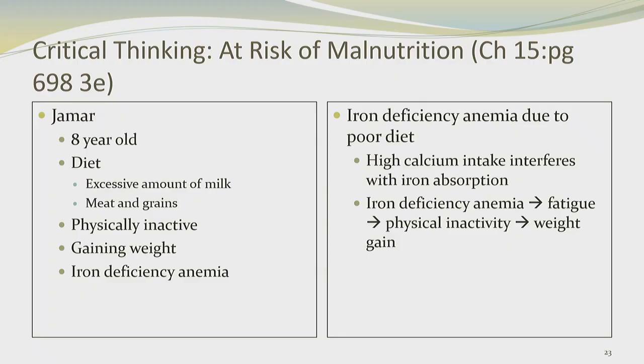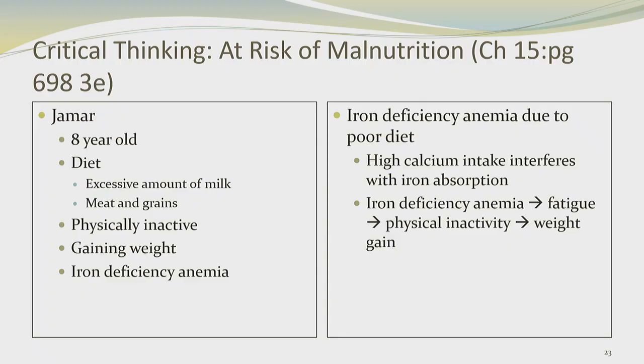Okay, so this is another critical thinking exercise or activity that you will find in your textbook. And this illustrates the interaction between calcium and iron. And so we talked about how calcium and iron very often are competing for absorption. And so in this case study, we have Jamar, 8-year-old. When you look at the diet, he does consume meats and grains. So from the meats, we do know that he will get some iron, because it's an animal source food, high in heme type of iron, which is absorbed quite readily.